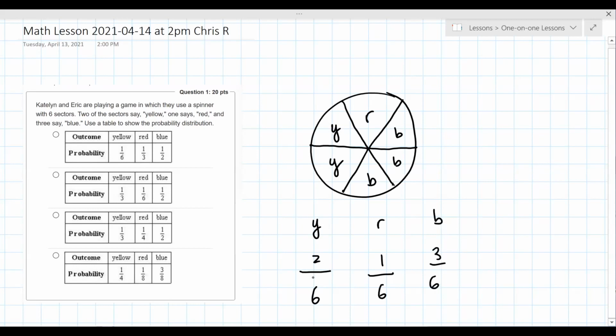Okay. This one reduces. This is really 1/3. And this is really 1/2. So which is the correct answer? 1/3, 1/6. So letter B. Great. All right, next question.